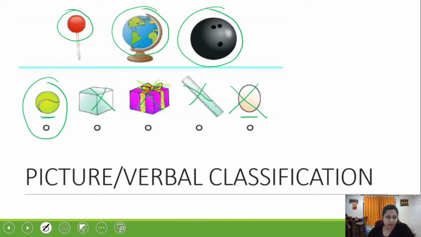Kindergarteners often call it egg-shaped. Isn't that cute?